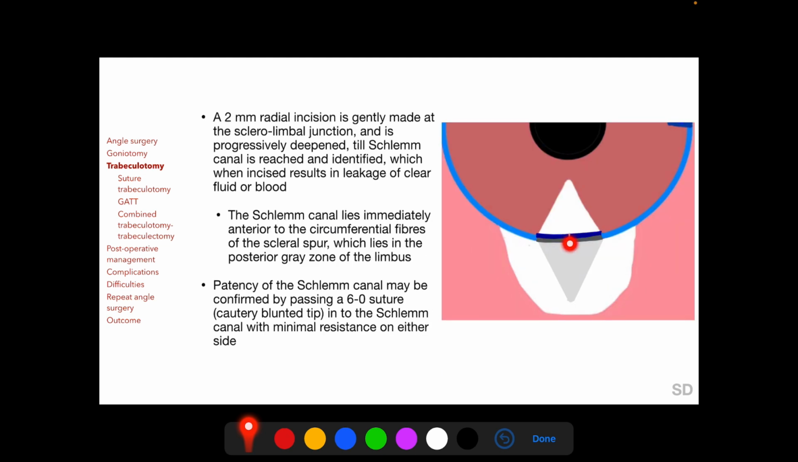Then a 2 millimeter long radial incision is gently made at the sclerolimbal junction and is progressively deepened till the Schlemm's canal is reached and identified. When the Schlemm's canal is incised, there will be leakage of clear fluid or blood, which will be detected at this incision. The Schlemm's canal lies immediately anterior to the circumferential fibers of the scleral spur, which lies in the posterior gray zone of the limbus.